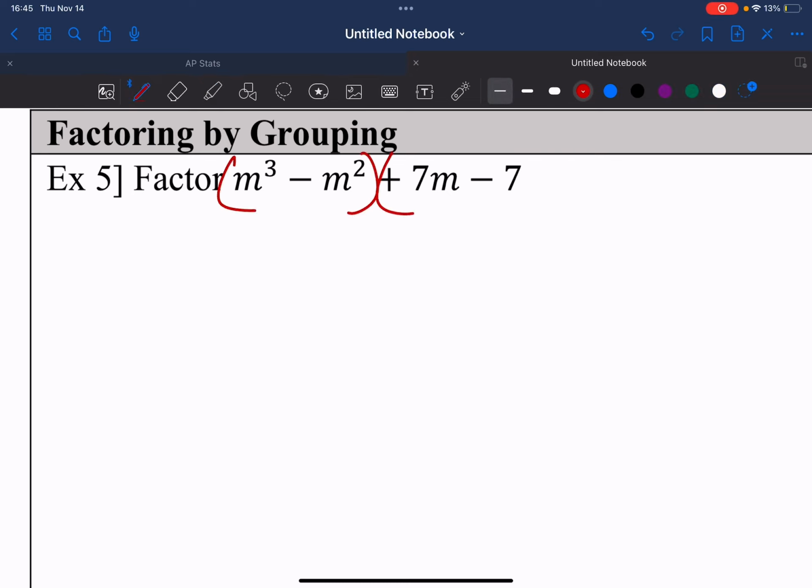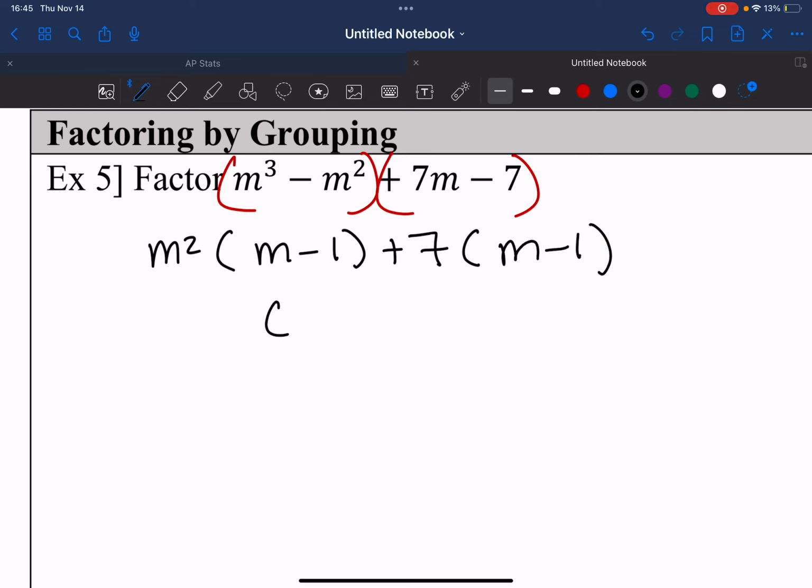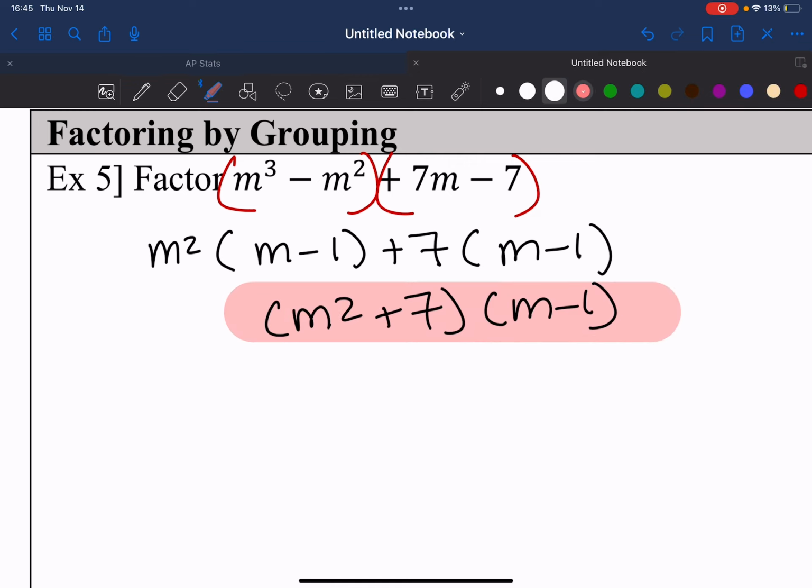Okay, so I'm going to divide it into my 2 parentheses. And I can take out an m squared, and I'm left with m minus 1. And I can take out a positive 7, and I'm left with m minus 1. Which means I have m squared plus 7 and m minus 1. These are my factors. Then I'm going to set them each equal to 0 and solve.